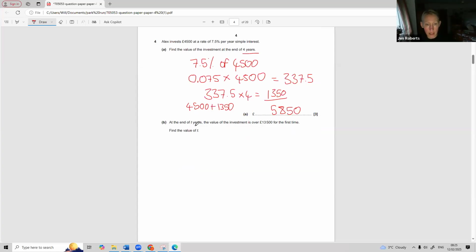Okay, at the end of T years, the value of the investment is over 13,500 for the first time. Find the value of T. Well, I'm going to take off my initial investment, which gives 9,000. So that represents the amount of interest that Alex is going to get in total over those years. We know he's getting £337.50 each year, so I'm just going to divide it by £337.50.